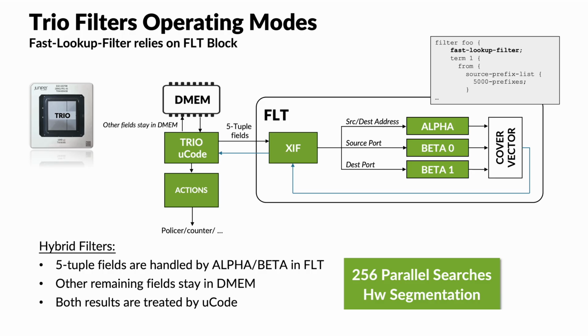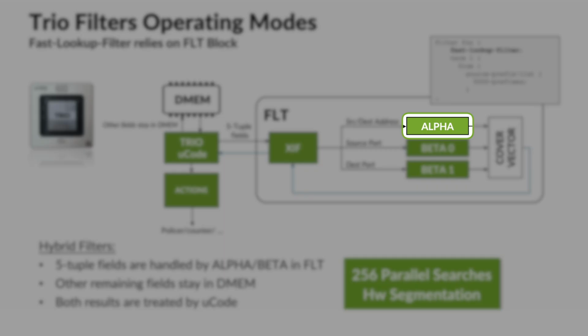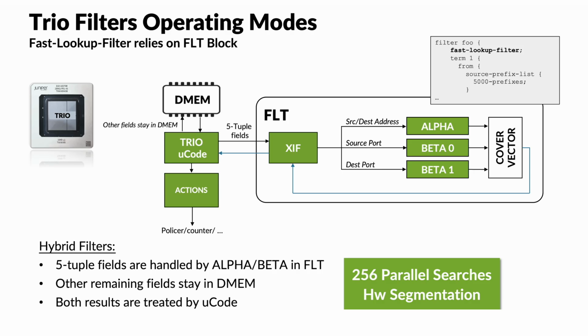Finally, the third option is FLT. On Trio, the FLT block is like a filtering coprocessor engine, offloading the ASIC from complex matching tasks, specifically the form part of the filter terms. FLT on Trio is made of 1 alpha block and 2 beta blocks. It's slightly different from a hardware perspective and was specifically designed to handle very large and highly complex filters.